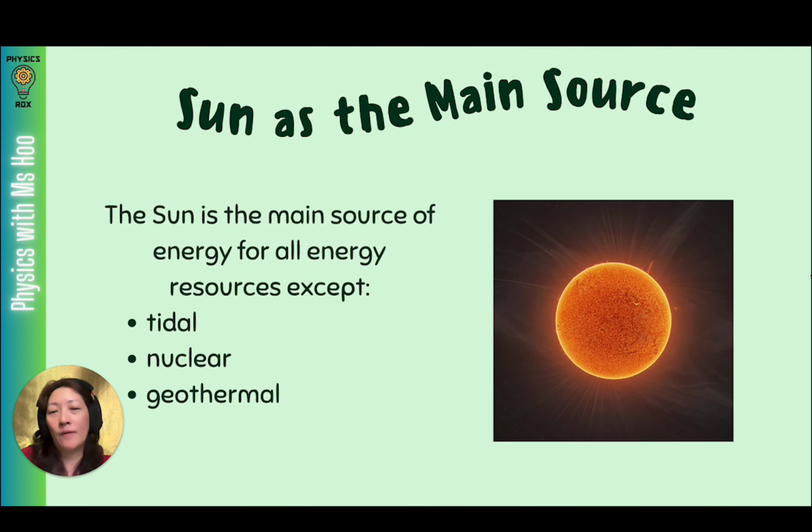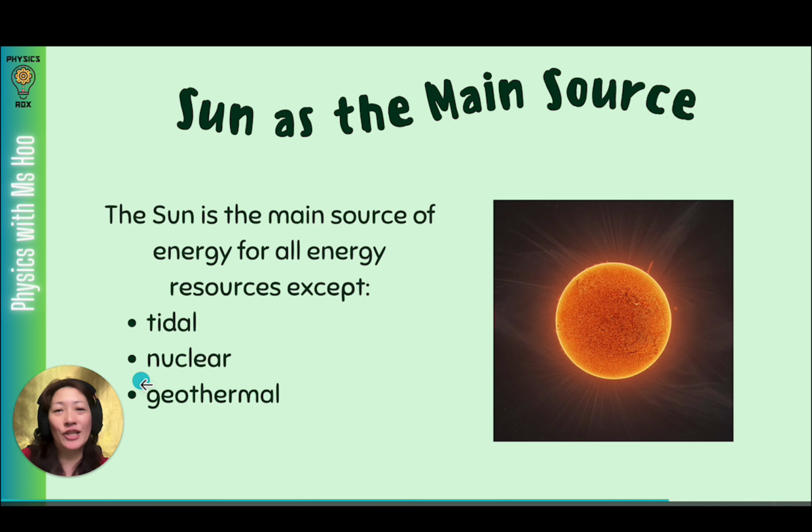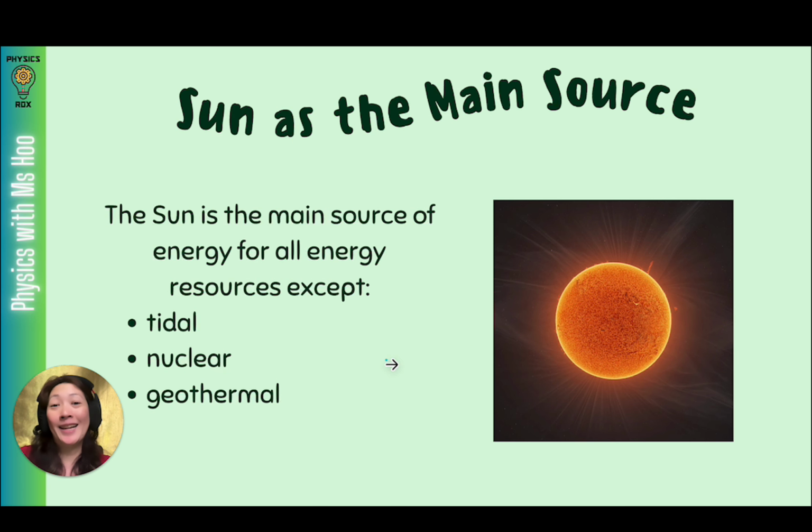Based on everything that we've learned, you should be aware that the sun acts as the main source for all energy resources except tidal, nuclear, and geothermal. So this is an important thing you need to remember. One easy way to remember this is just remember TNG, or as how some of us would say, touch and go. So T, tidal, and nuclear, G, geothermal. These three do not have their energy source from the sun.